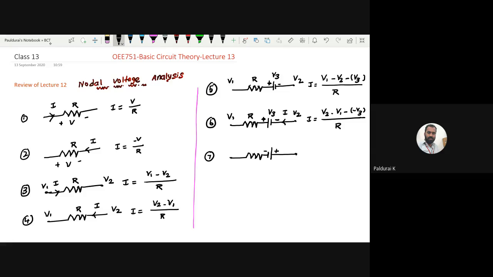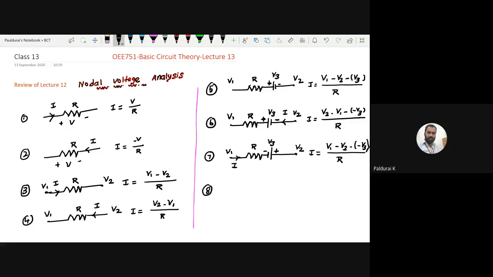And case number seven. This time I want to change the polarity of the intermediate voltage source: minus to plus. Last time it was plus to minus, this time it is minus to plus. That's it. So V1, V2, and this is V3, and this is R. Take I flowing from left to right. Here also the same flow, I equal to V by R. Starting voltage minus ending voltage minus, put a bracket, and consider the starting polarity for the intermediate voltage source.